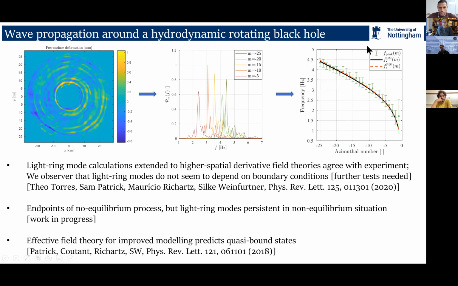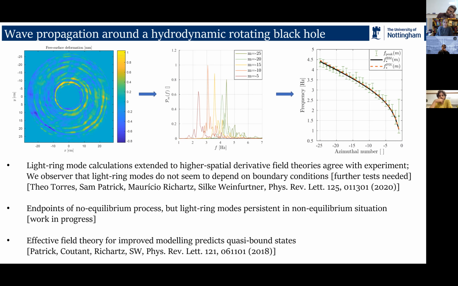And this is not the main part of this talk, but what you can do, of course, is say, I have an effective field theory that predicts some light ring modes, and I can take fluid parameters, put them in and make a prediction. That prediction would be on this right plot here, where I'm plotting the frequency over the azimuthal number. The black line would be the prediction. The green dots with the error bars are what we get by just looking at the free surface and doing some data analysis to extract these light ring modes. So they match.